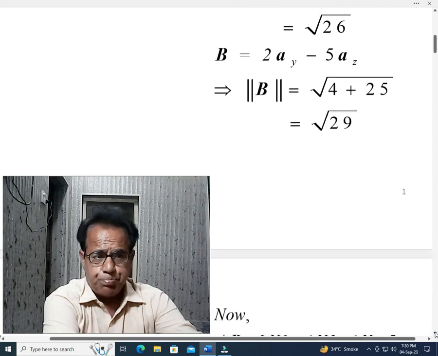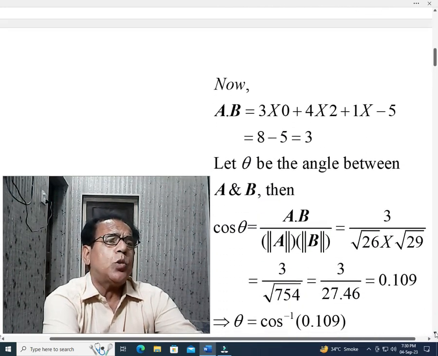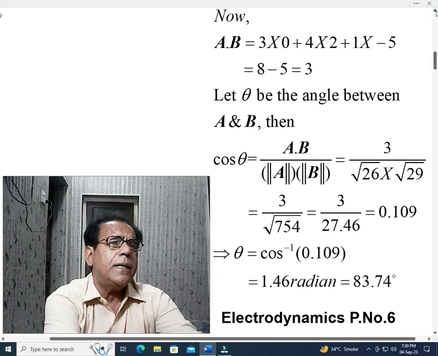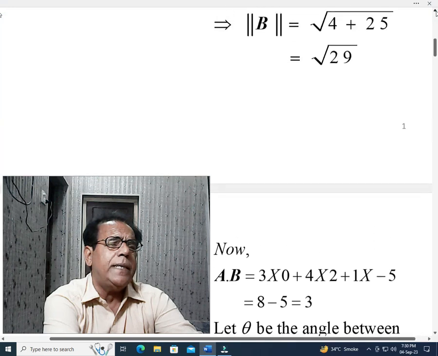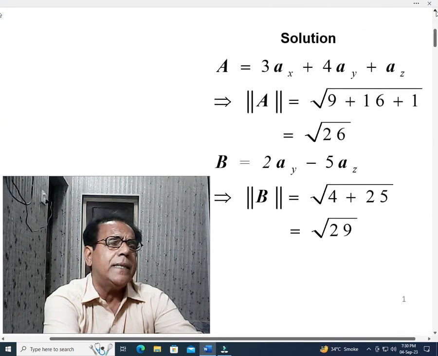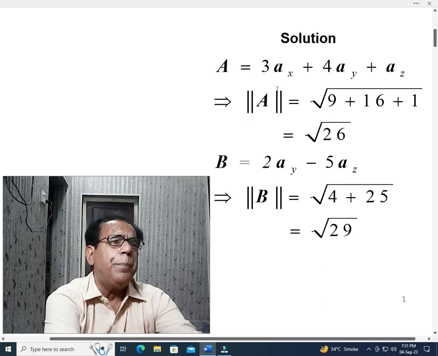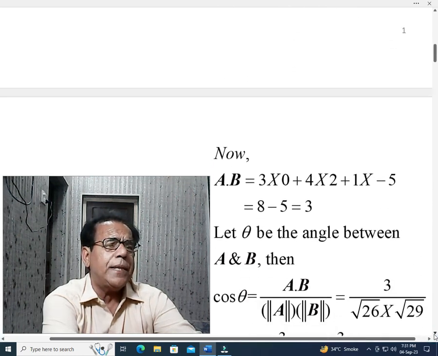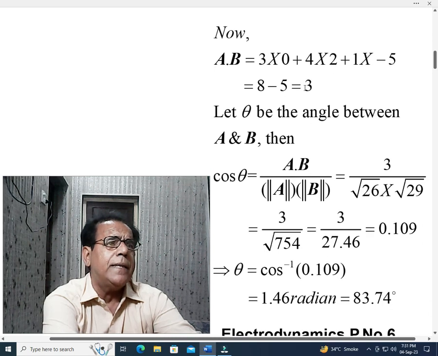Now the dot product of A and B, A dot B. In the dot product we take only the relevant coefficients. The coefficient of ax will be multiplied with the coefficient of ax. Here ax is absent in B, so 3 into 0 plus 4 into 2 plus 1 into minus 5. This will be the order of multiplication, and hence the answer becomes 3.